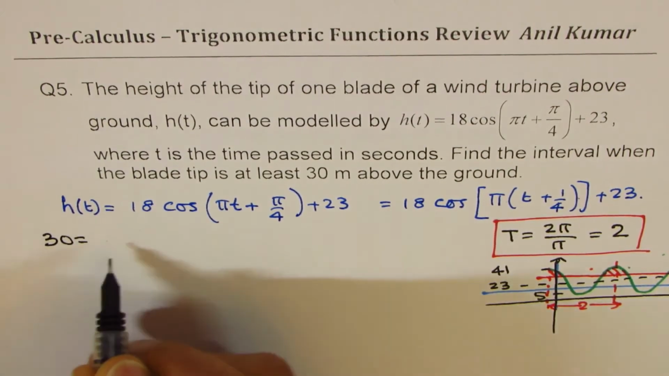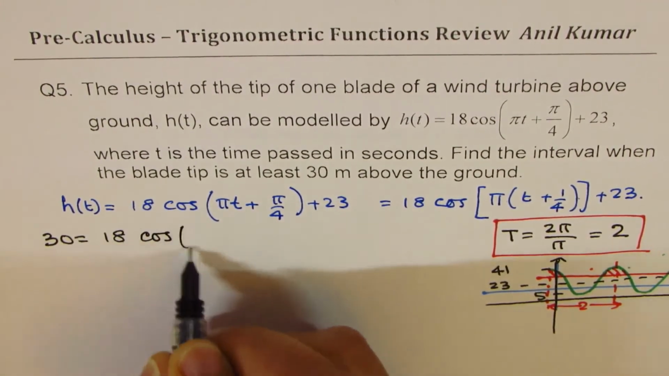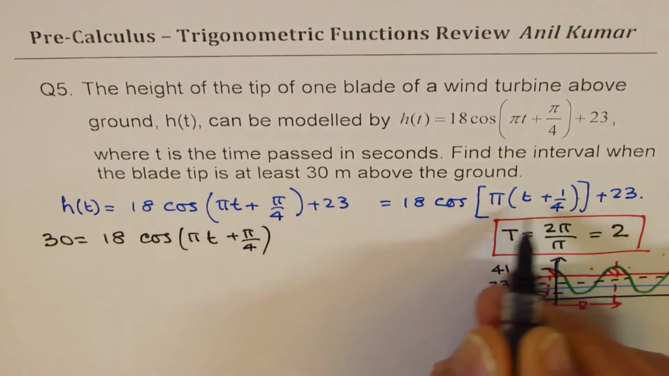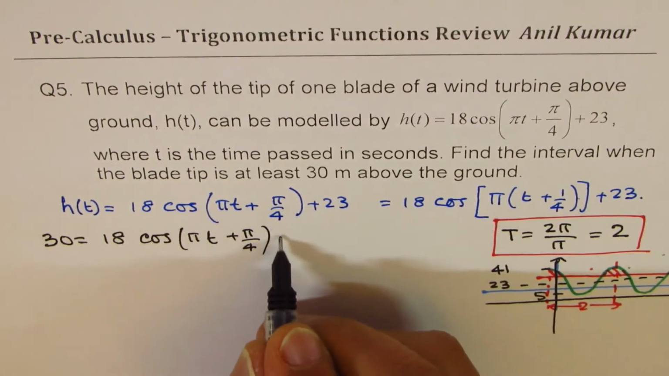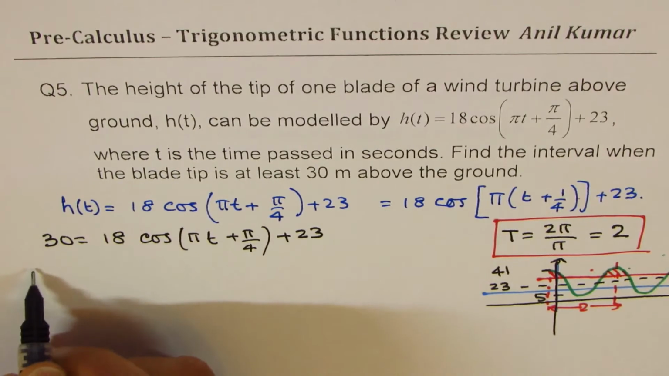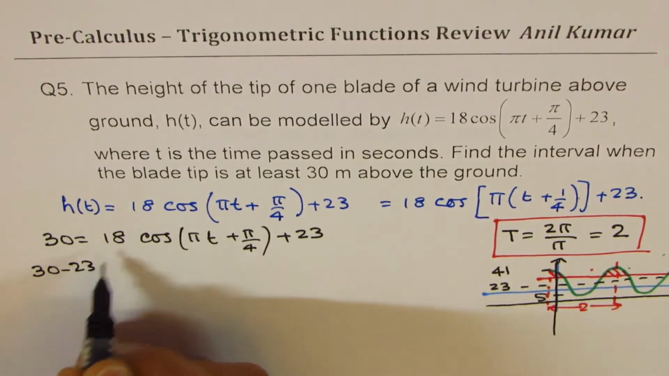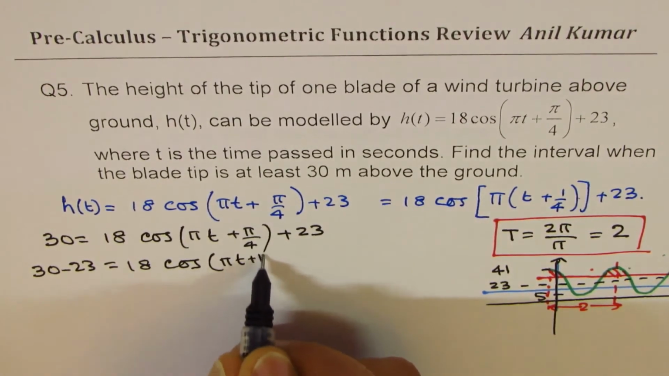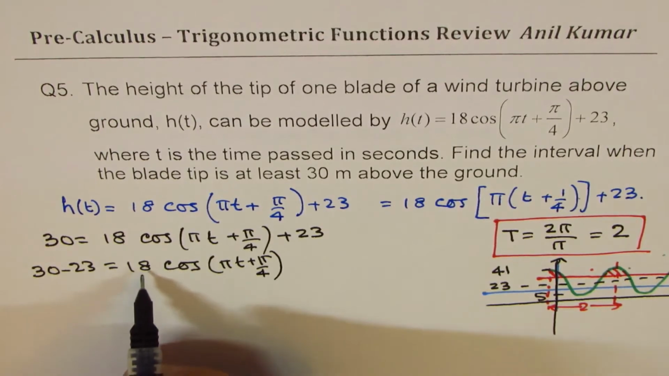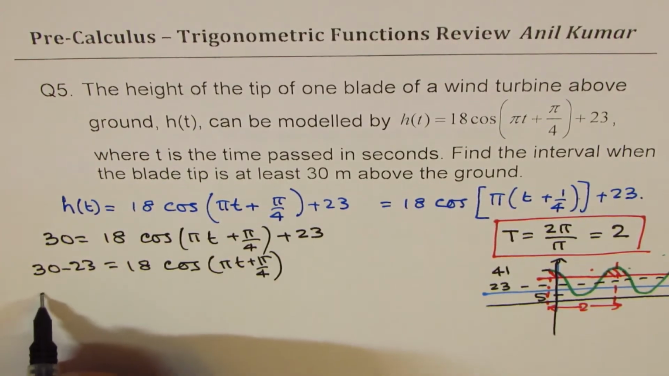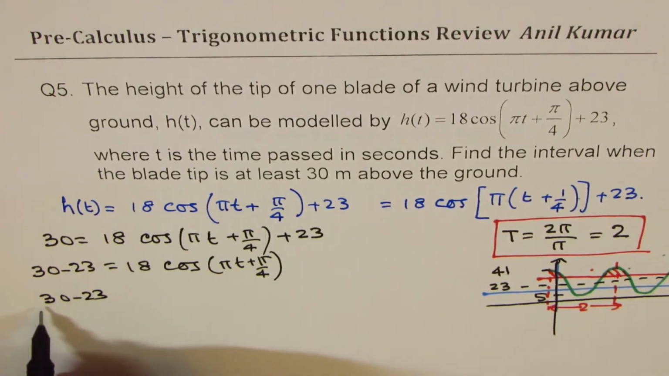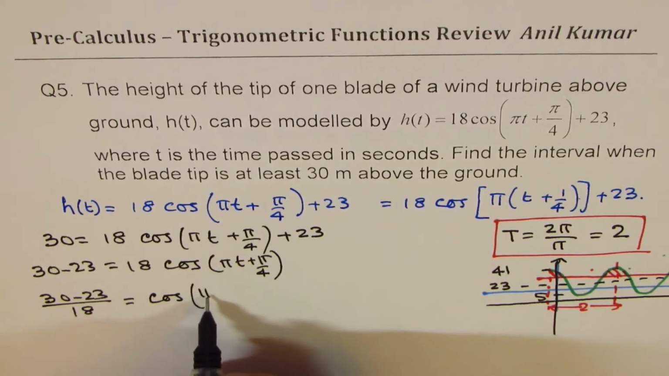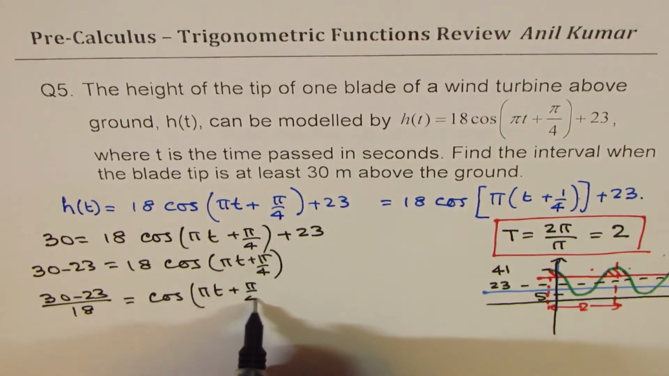So we get 30 equals 18 cos of, I'll use the same equation, pi t plus pi by 4, plus 23. For calculating this it is better, but for phase shift and all that the factored form is better. So we bring 23 to this side to get 30 minus 23 equals 18 cos(pi t plus pi by 4), and then we divide by 18. So we have 30 minus 23, which is 7, divided by 18 equals cos of (pi t plus pi by 4).